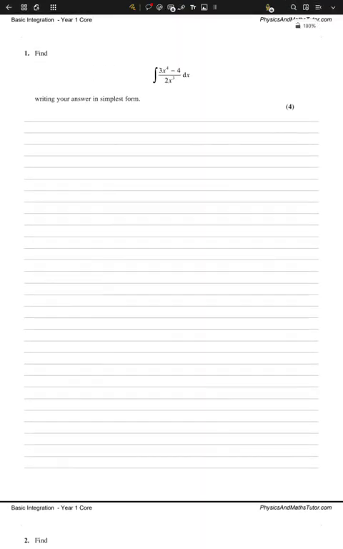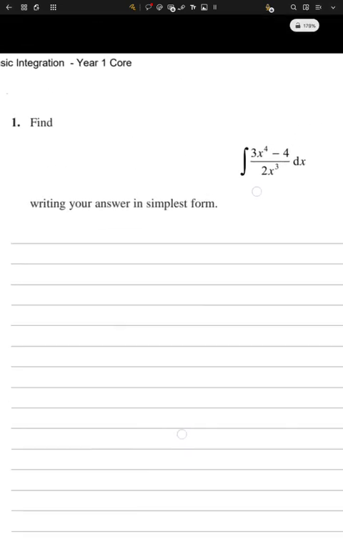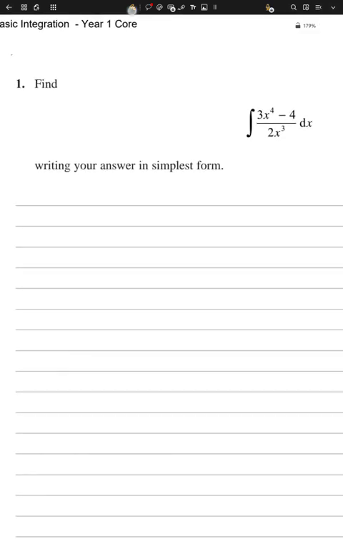Today we are gonna do integration. Alright, we are gonna start off with the basic integration first, and then we are gonna progressively move on to the more advanced integration of year 2. Alright, now the basic integration first question is right over here.